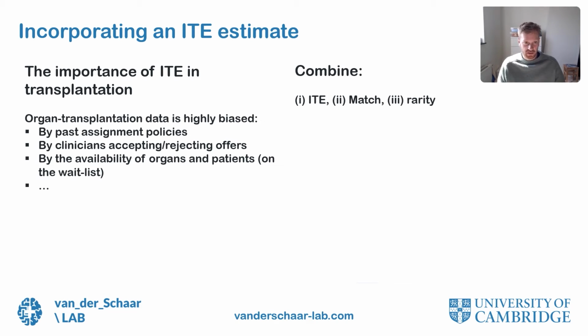We argue that you should combine three different components. First is the ITE estimate to have unbiased or balanced estimates. The second is the match, that is how well an available organ would match patients on the waitlist. And the third is rarity.